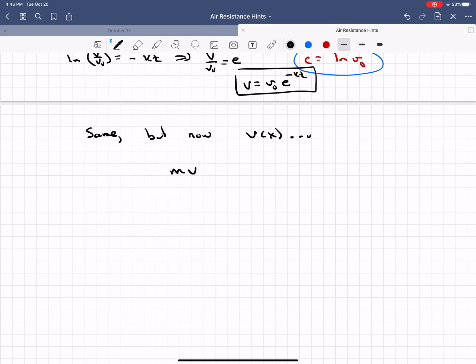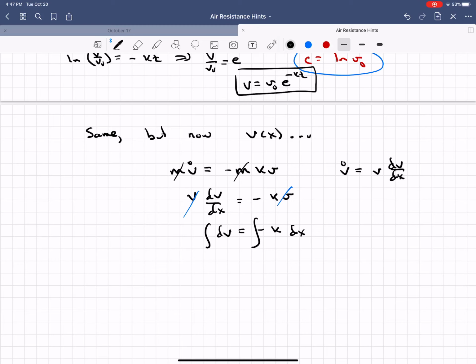So I have mv dot is minus mkv, like I did before. But now v dot is v dv dx. So I have v, the m's will cancel, v dv dx is minus kv. Okay, well this is a little bit strange, but it looks like the velocity's canceled out too. So I get dv is minus k dx, and I can integrate both sides. And so v is minus k times x plus some constant.